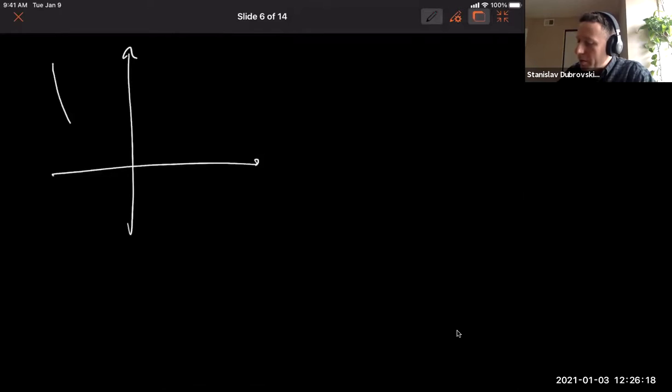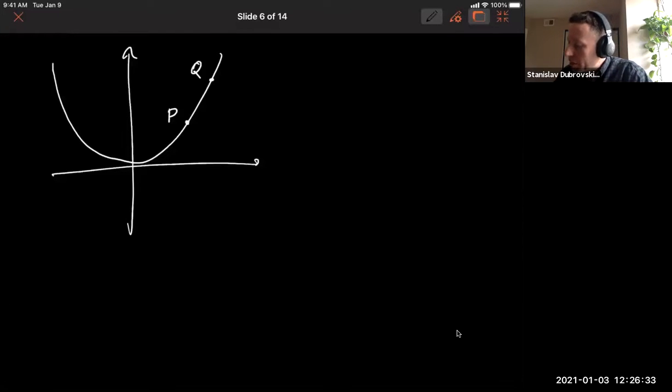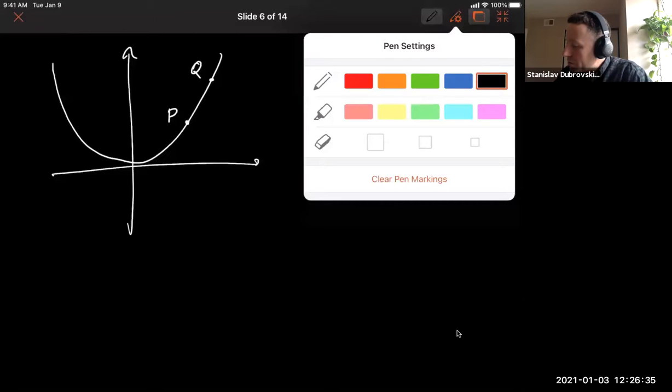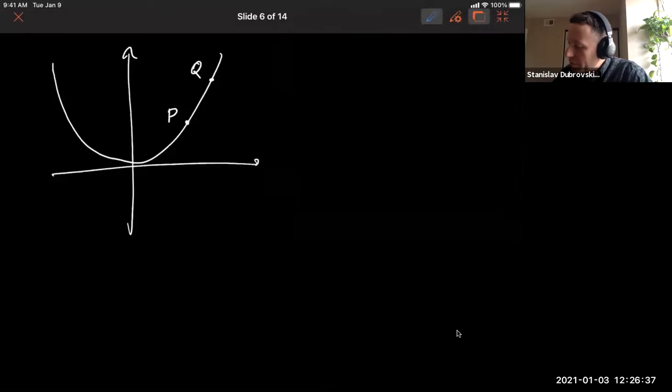So here's our parabola. Here's our point P, and we're taking Q on the parabola. And we're trying to find the slope approximately using the line through these two points, P and Q. The secant. S is the secant line.